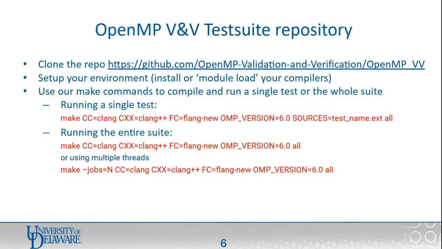You can clone the VV at the respective GitHub link. One can load a given compiler and use the makefile provided to run the entire test suite. By specifying a source, as in the example, one can test a singular test. For running the entire test suite, only specifying the OMP version is required. For running using multiple threads, one can specify a jobs number to make.